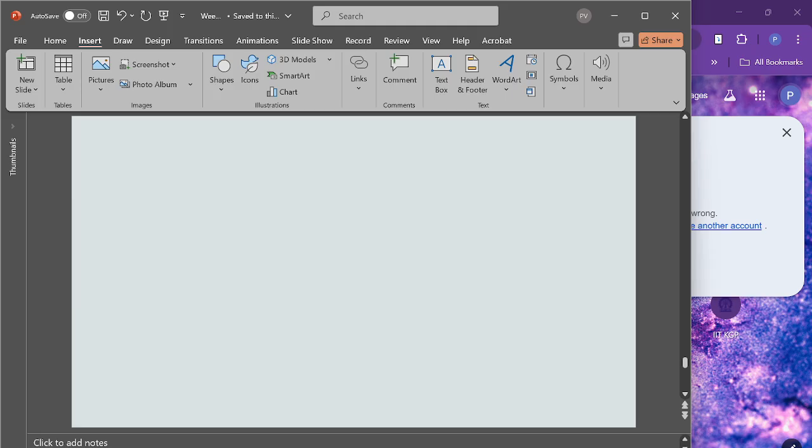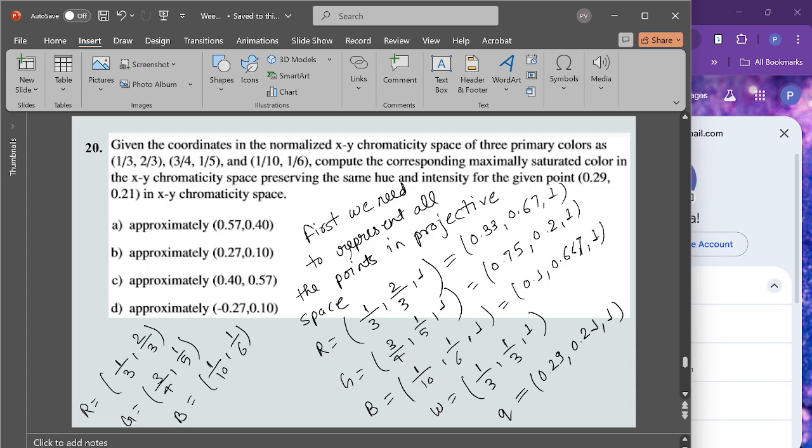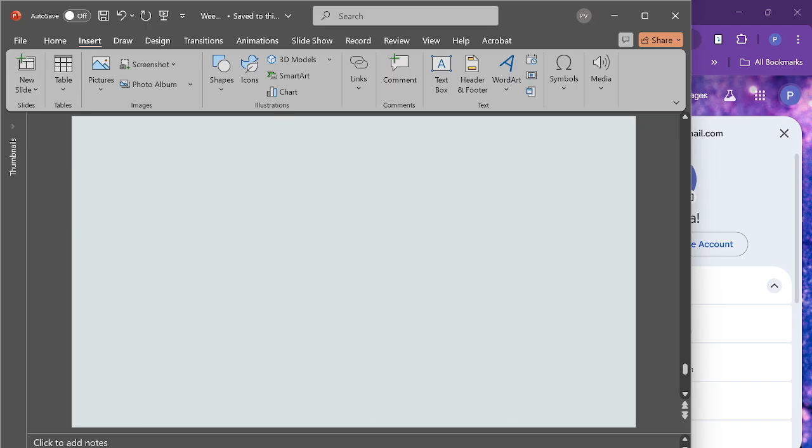So basically we can write it like this also: 1 by 3, 2 by 3, we can represent 0.33, 0.67 and 1, right? If you just divide it, 0.75, 0.2 and 1, and this V is represented by 0.1, 0.667 and 1, right? So that's it for easy calculation, we have just converted it. So take a cross product of these two.